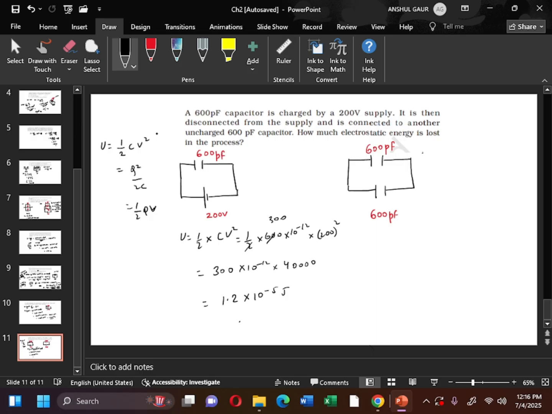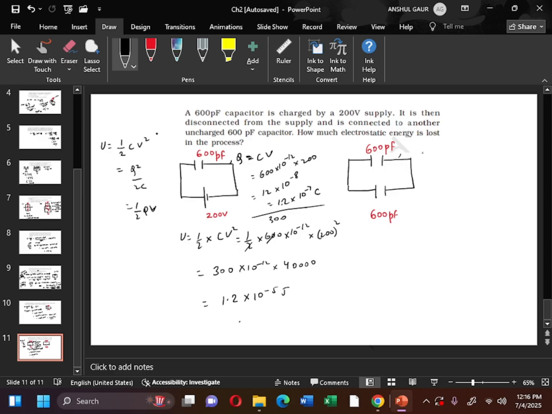If you want to calculate the charge acquired during this first step, Q equals CV, we have to use this formula. So Q is equal to 600 multiplied by 10 to the power minus 12 multiplied by 200. So this comes out to be 12 multiplied by 10 raised to the power minus 8, or we can say 1.2 into 10 to the power minus 7 coulomb. So this is the charge which this capacitor acquires in the first step.